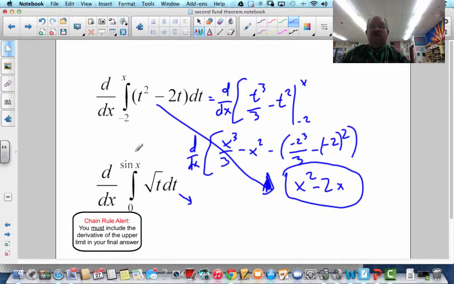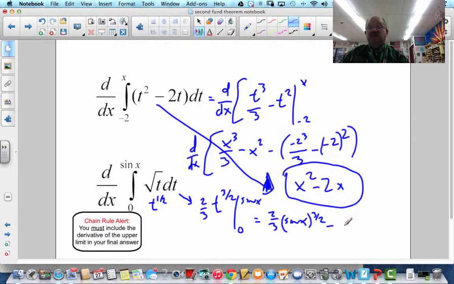Okay, so let's try this one now. This time though the upper limit is sine of x. That's going to make things a little more complicated. Remember, the square root of t is t to the 1/2. The antiderivative of t to the 1/2 is t to the 3/2 divided by 3/2, which is the same as multiplying by 2/3. Sine x and 0. So we end up with 2/3 sine of x to the 3/2 minus 2/3 of 0 to the 3/2, which is just 0. Now the derivative step, that says d by dx. 3/2 times 2/3 is just 1.